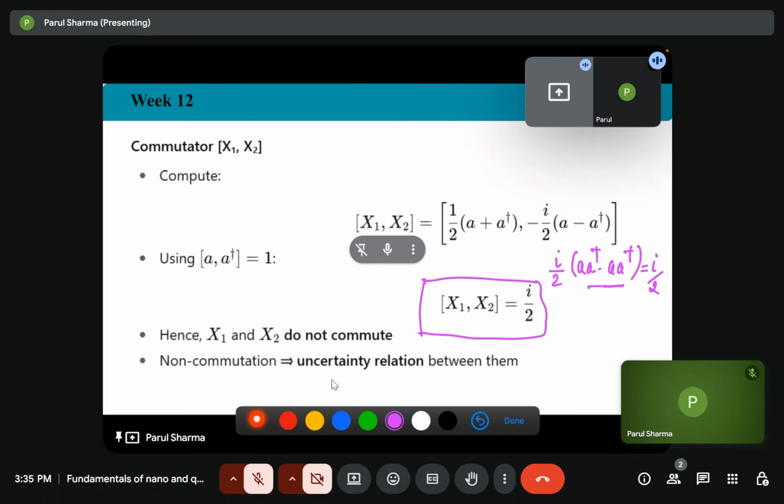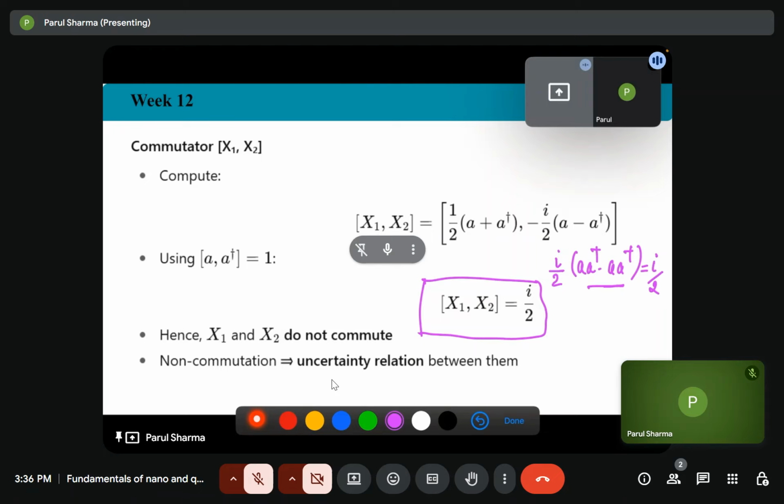So now we know that if the two quantities do not commute, there exists an uncertainty relation between them. If it is 0, then these two quantities commute and we can find out the exact values at the same time.